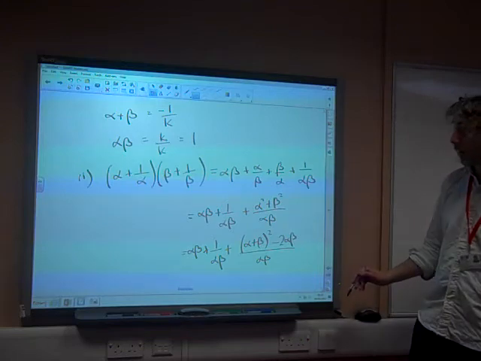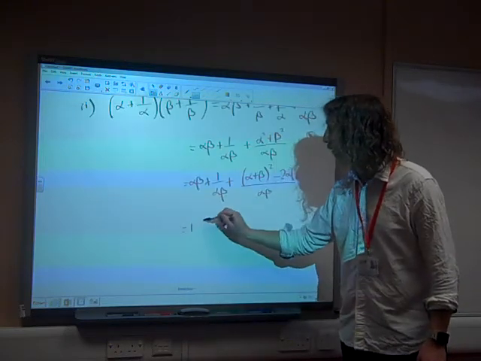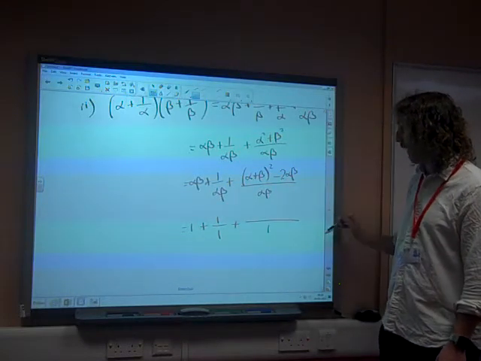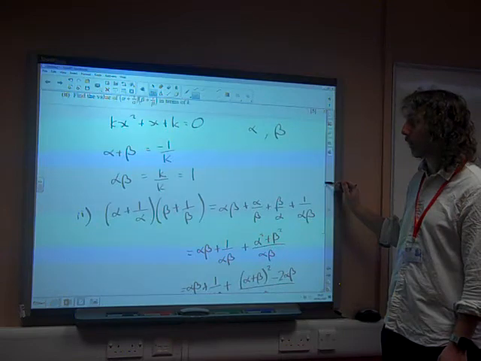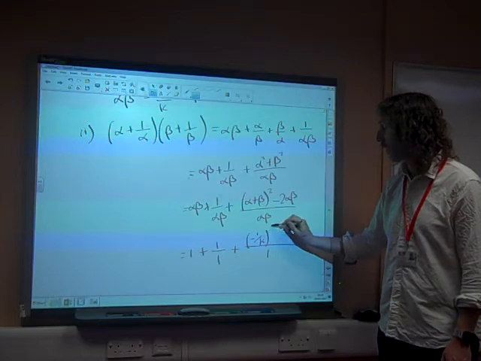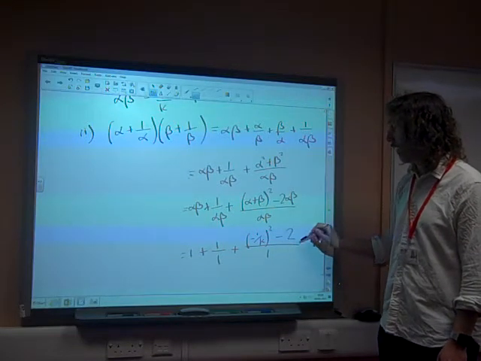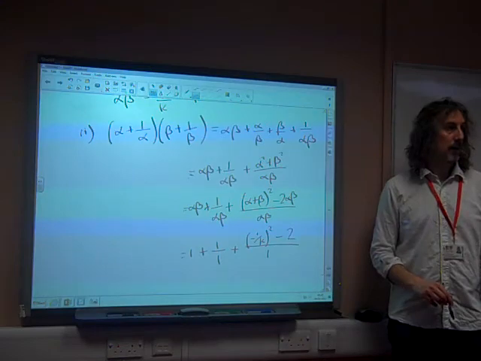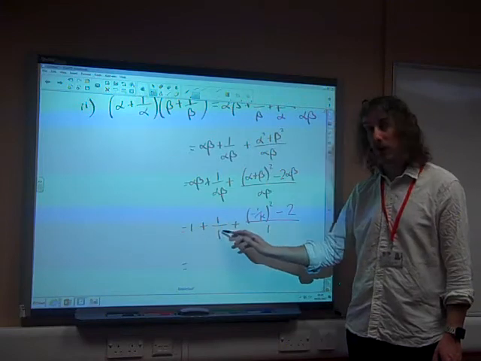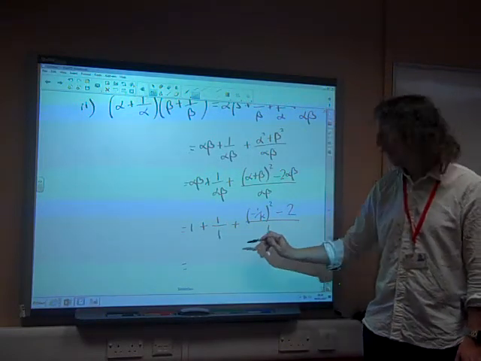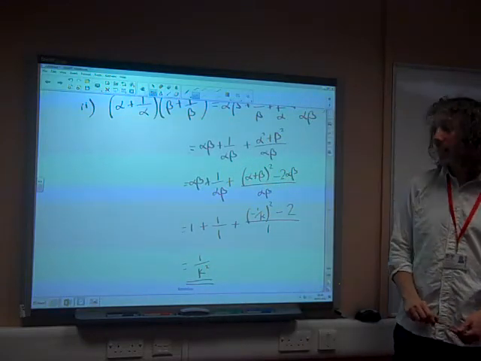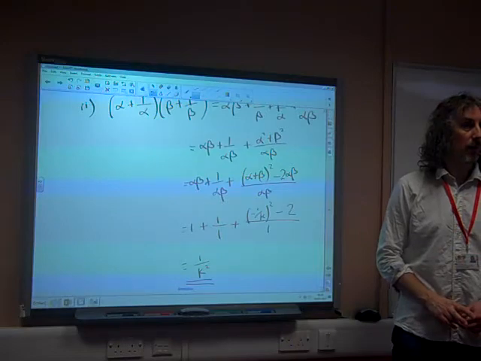Now we're subbing in our values, so alpha beta is 1. 1 over alpha beta is 1 over 1. Here we've got 1 on the bottom of that. Alpha plus beta all squared, so that's minus 1 over k squared, and we're taking away 2 alpha beta. And if you tidy that up, it simplifies really quickly, because we've got 1 plus 1, take away 2, and we're left with 1 over k squared as being our answer, and that's all there was to it. That gave you the final result.